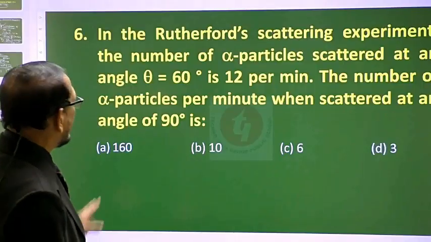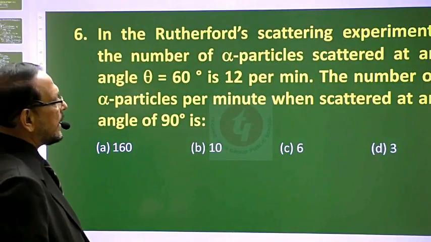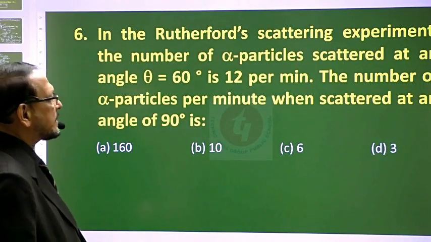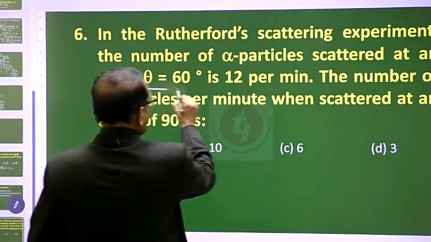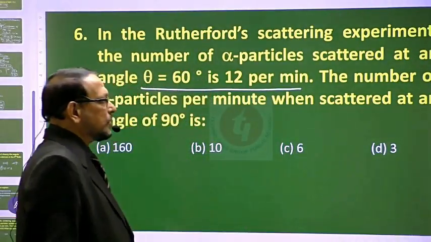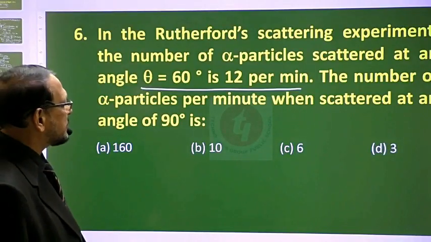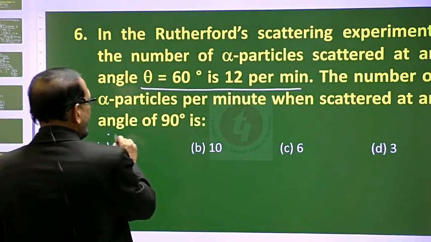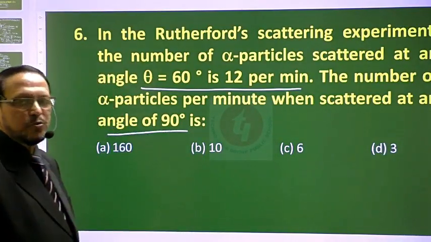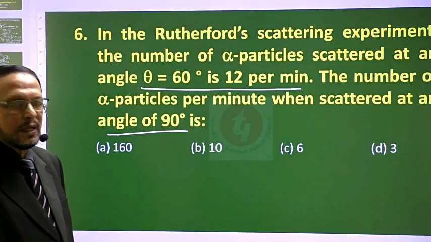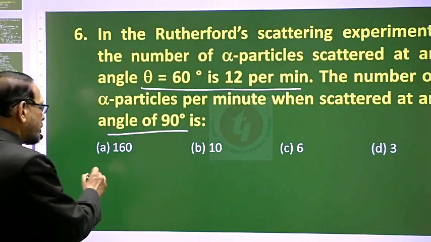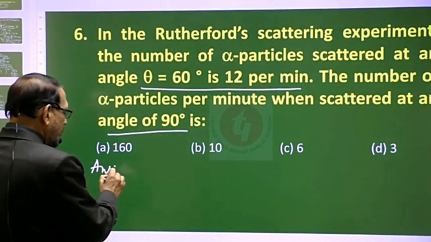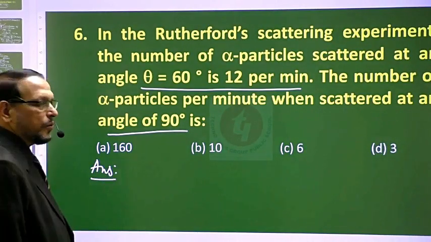In the Rutherford scattering experiment, the number of alpha particles scattered at an angle theta equal to 60 degrees is 12 per minute. The question is: what is the number of alpha particles per minute when scattered at an angle of 90 degrees? What should be the answer? Which formula will we use? Do you know the formula? Most of the students don't know whether it has any formula or not.